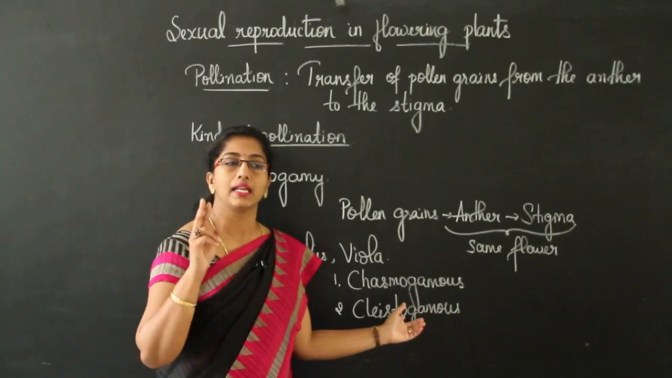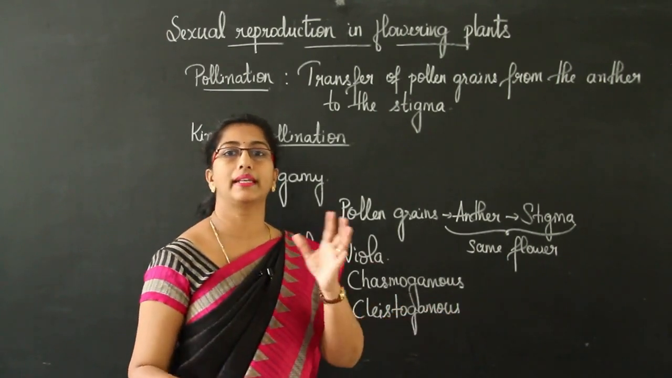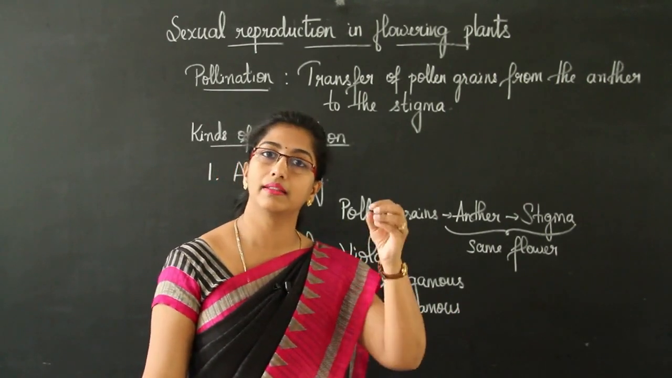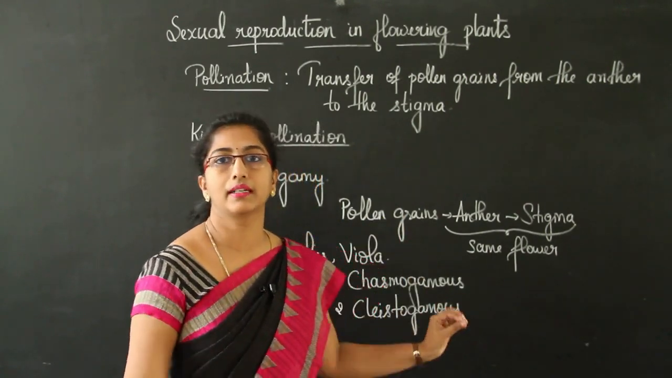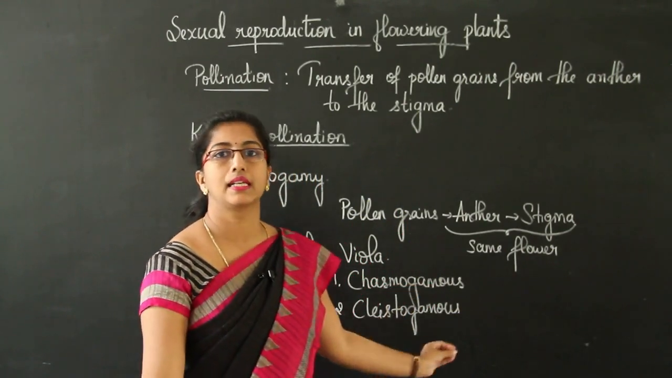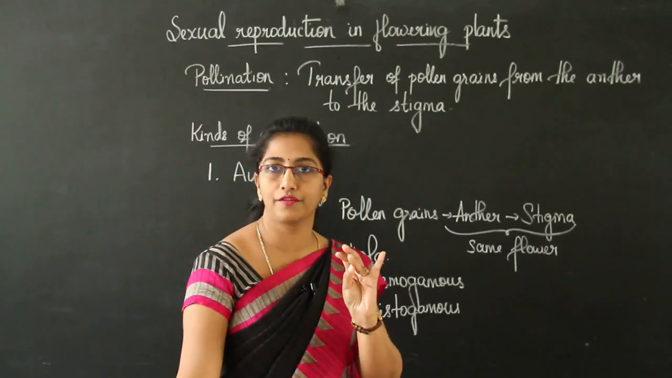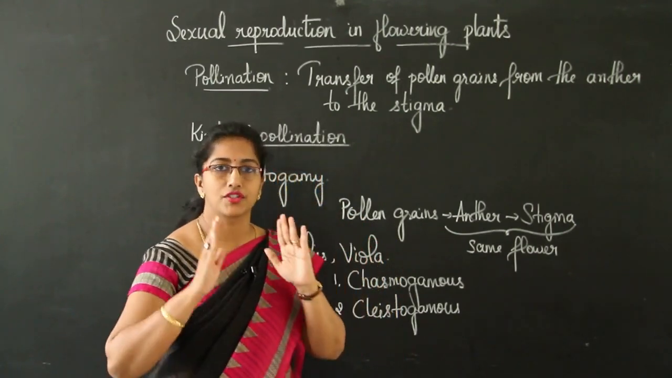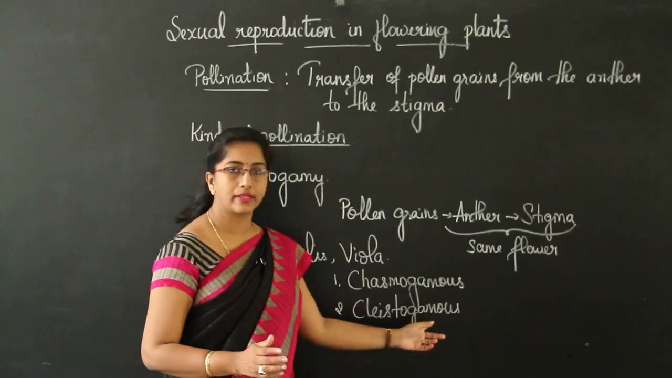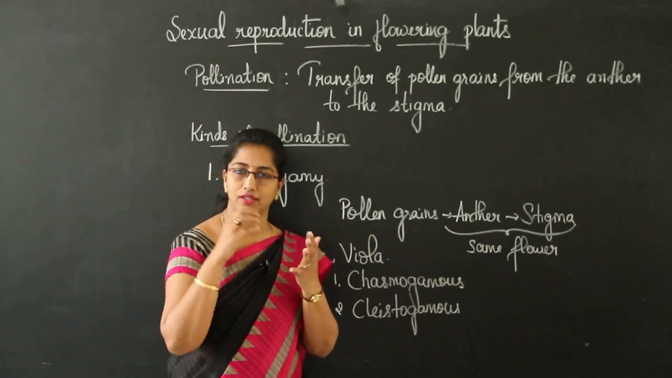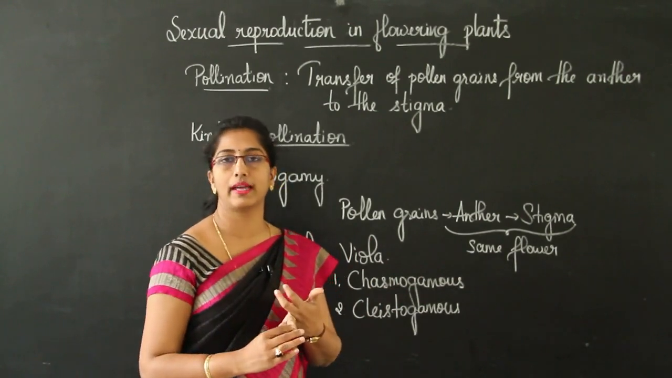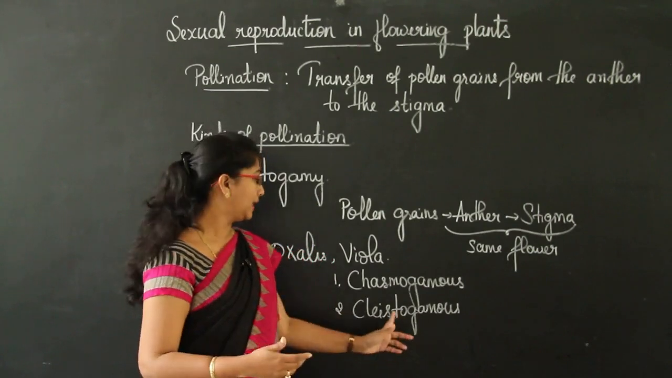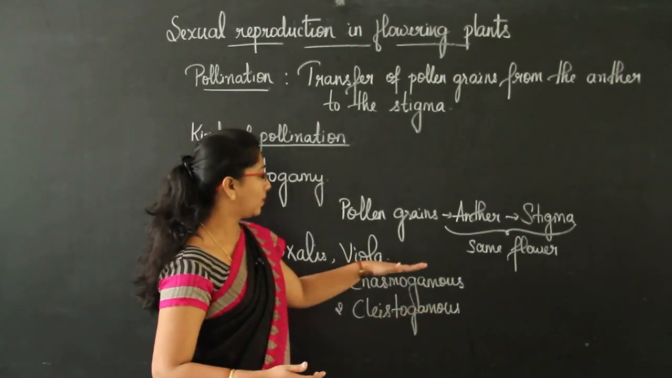Another thing is, even if there are no pollinators, that is the agents which bring about pollination, even in their absence, in the cleistogamous flower the seed set, fruit formation and fertilization are all assured. So it is for sure that within the cleistogamous flower, fertilization will happen, fruit formation will happen and seed formation will happen. So that's the advantage of cleistogamous flower.